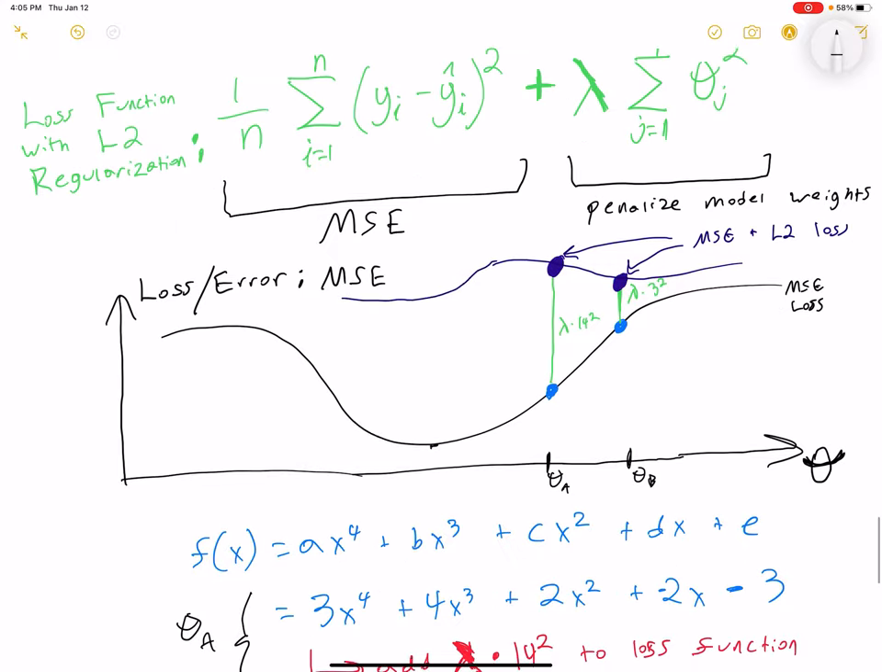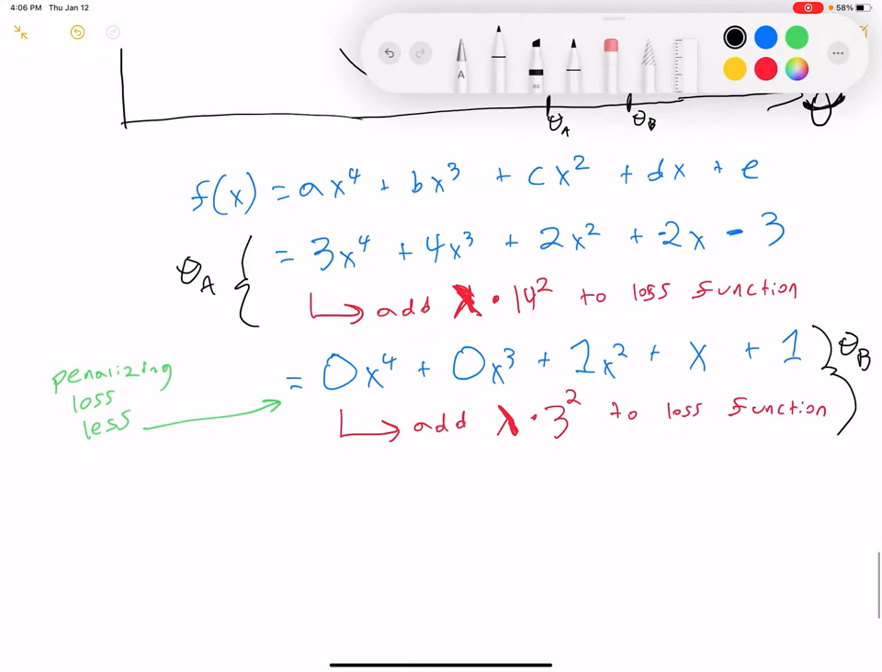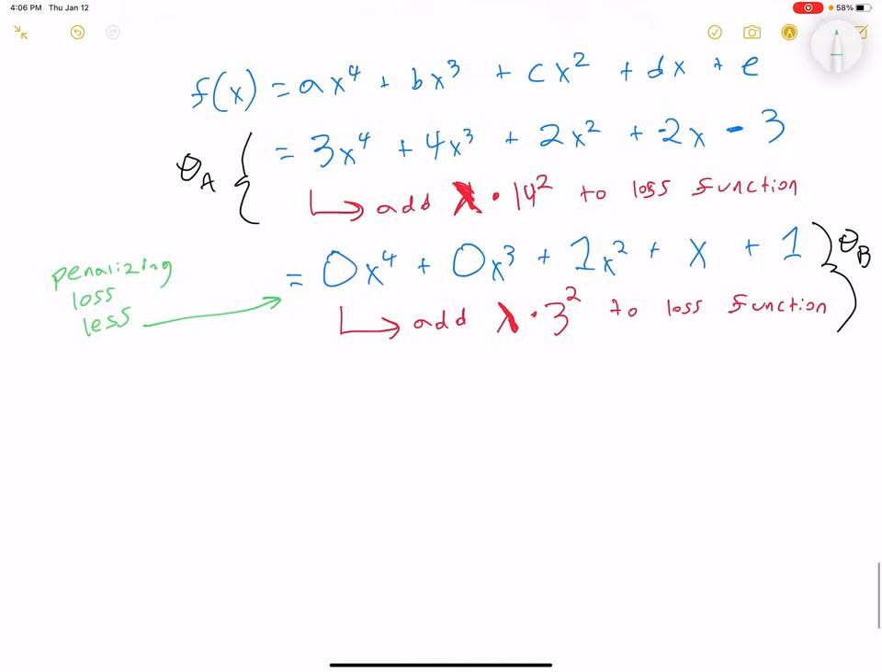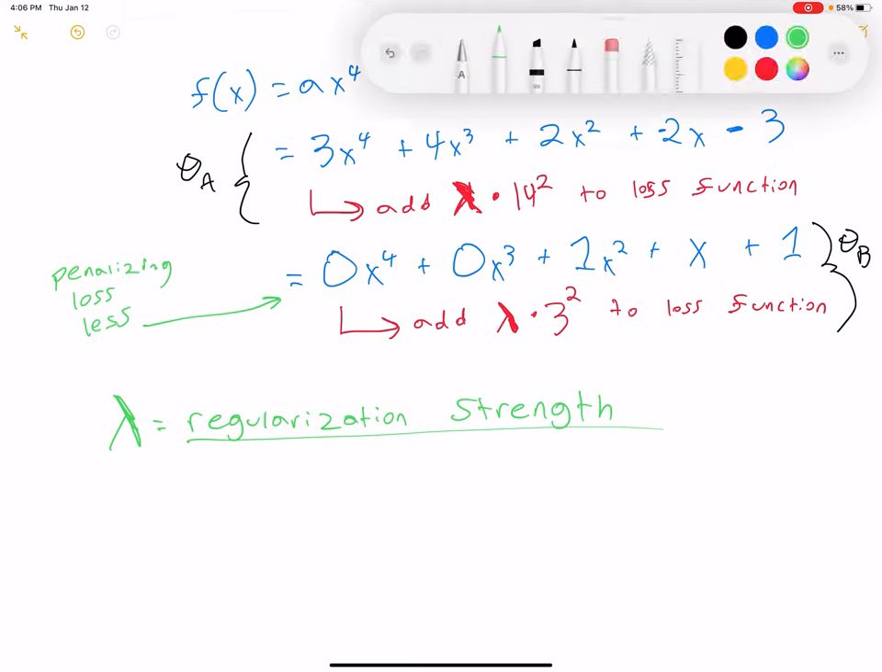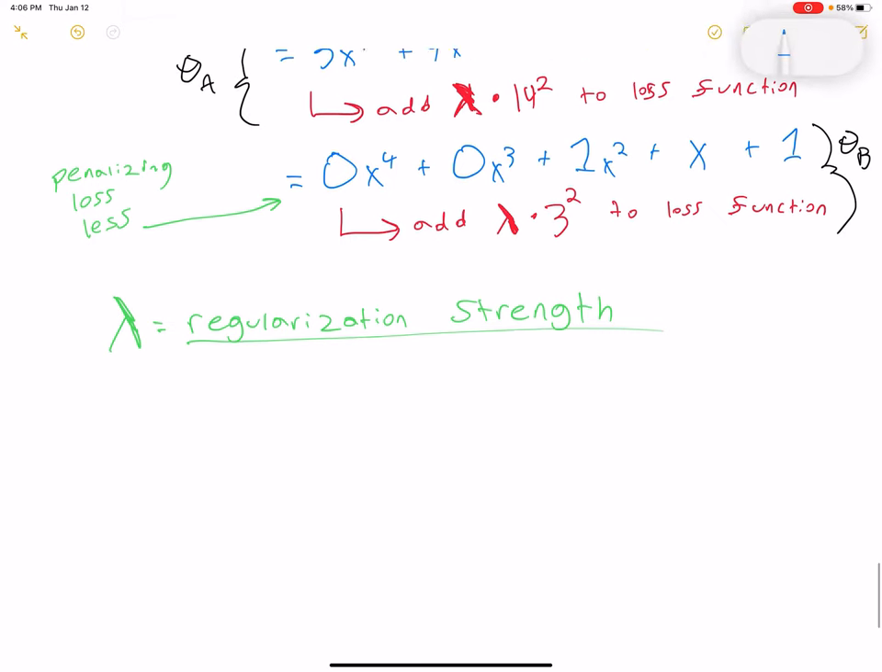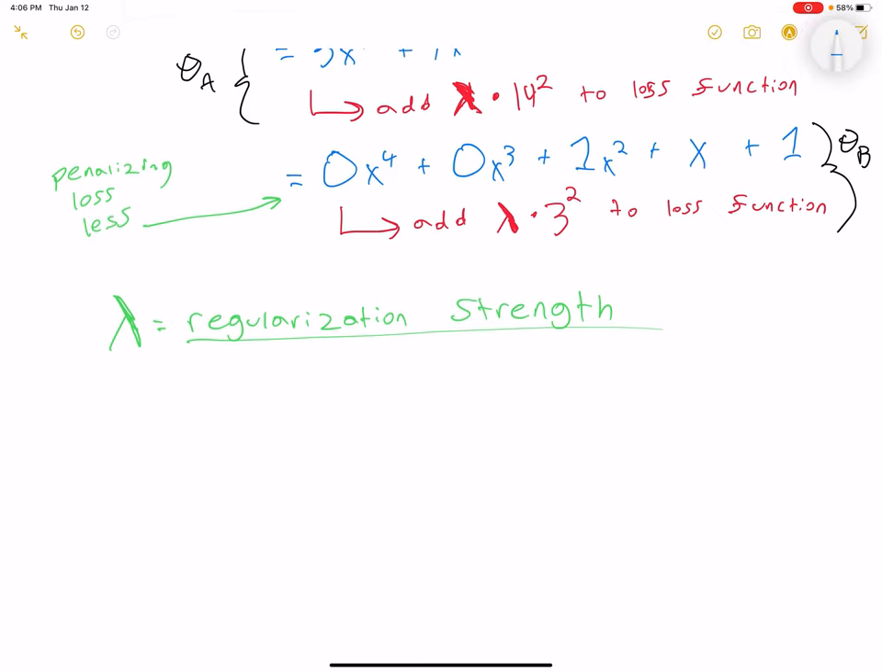Yeah. What is lambda? Yes, great question. Yes, we didn't cover that. So lambda equals the regularization strength. It's basically a constant that you define where if lambda is higher, that means that you're going to penalize having too many model weights more. And if lambda is lower, you're not going to penalize it as much. So let's write all that down.